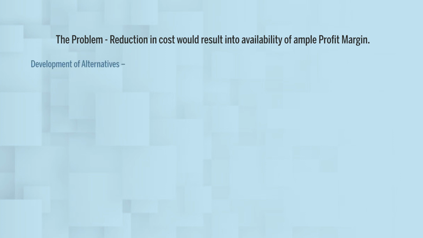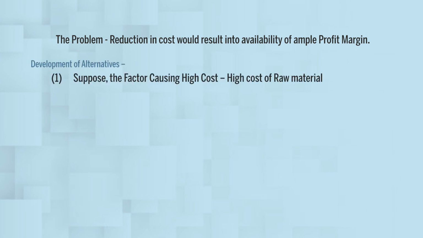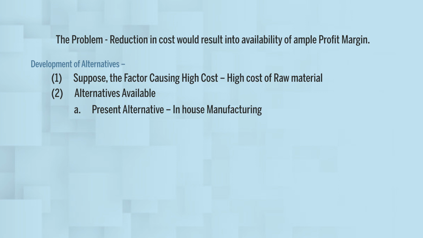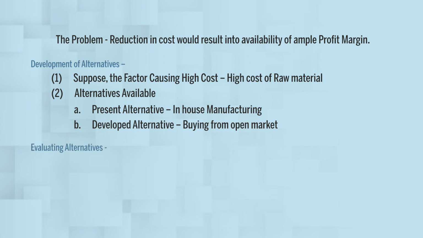Development of alternatives. Suppose the factor causing high cost is the high cost of raw material. Alternatives available: number 1 is the present alternative, that is in-house manufacturing. Second is the developed alternative, that is buying from the open market. Now, let us evaluate the alternatives before us.